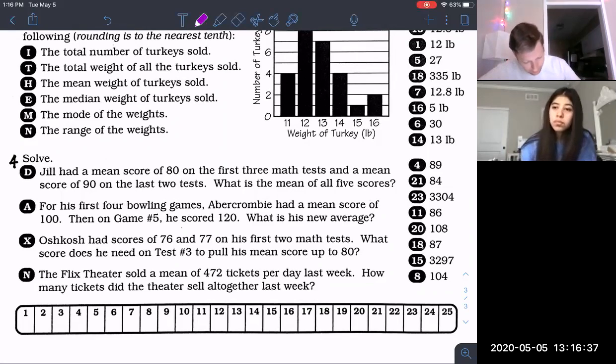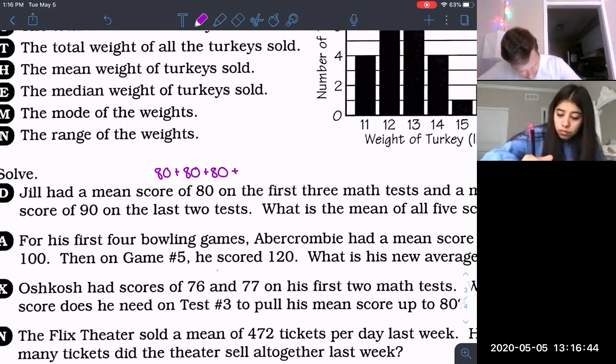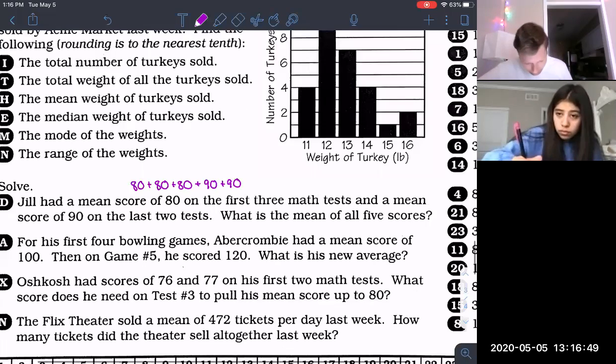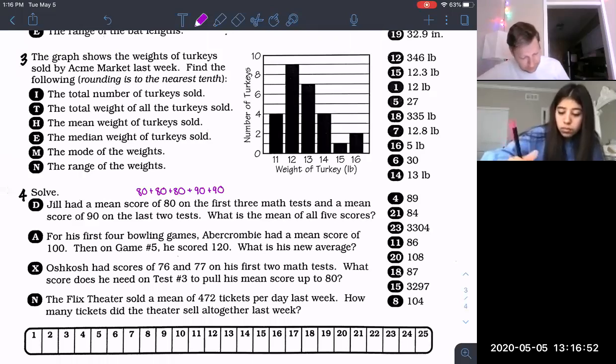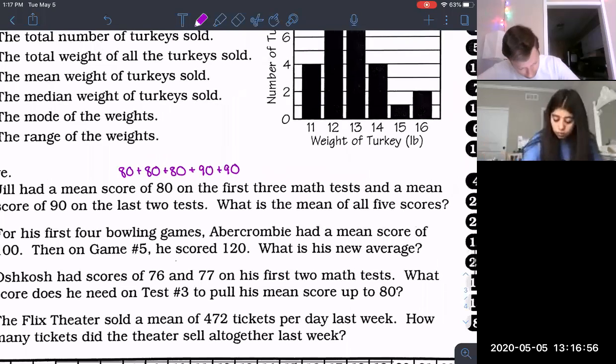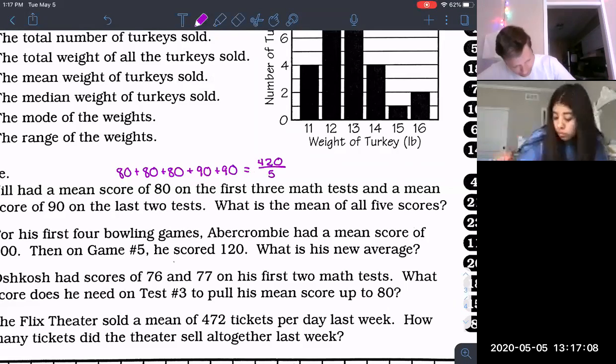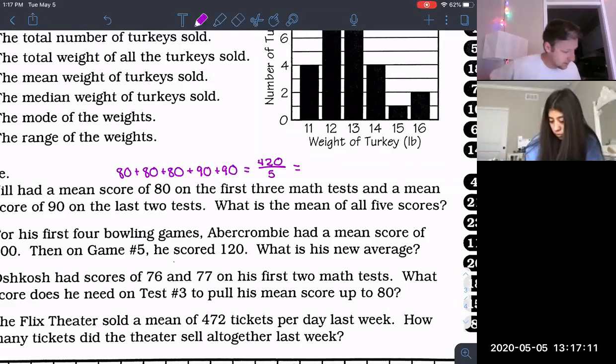So what we're going to do is take the first 3 tests. Let's just say that they're 80s, because that was the average anyway. And the 4th and 5th tests averaged to be 90. Okay, so what is the mean of all 5 scores? Basically we want to take these 5 scores, add them all up, and divide by 5. So this would equal, what is that, 240 plus 180. 420, all right? And then we're going to divide that by how many scores there are, which is 5. So divided by 5. 84.